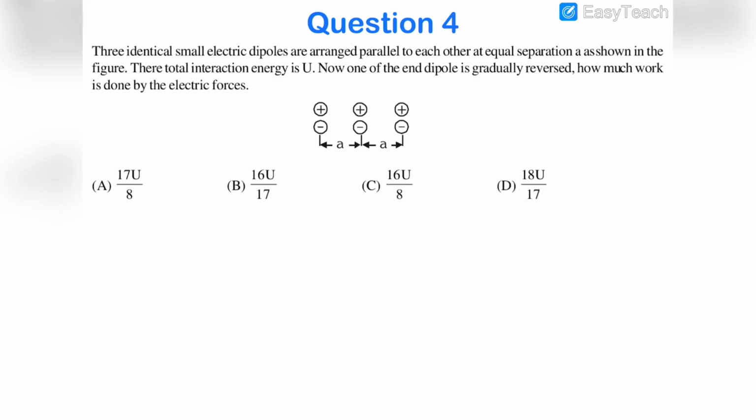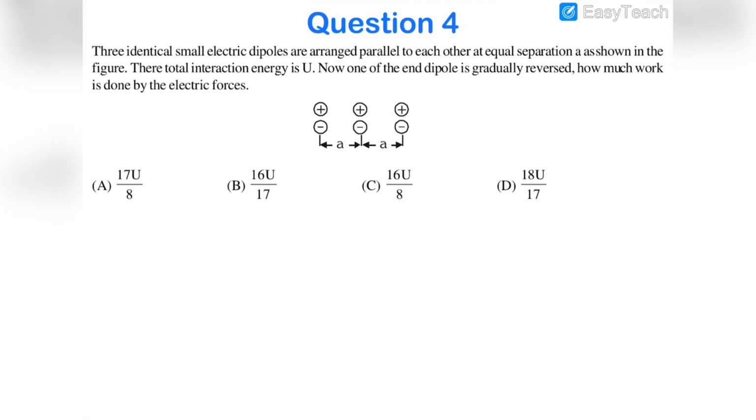In this question, you can see that there are three identical small electric dipoles which are arranged parallel to each other. Each dipole is pointing towards the positive y-axis, and the distance between each dipole is a. If their total interaction energy is U, and now one of the dipoles placed at the ends is gradually reversed, we have to find out the work done by the electric forces.